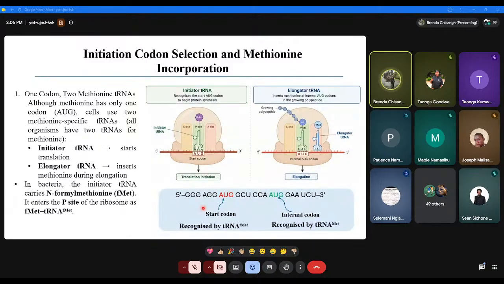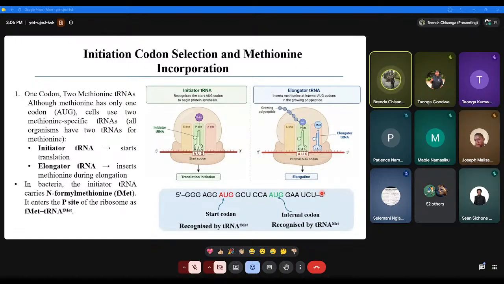And also, the N-formyl methionine tRNA, which brings methionine into the ribosome, the one that reads the start codon, does not go into the A site. It goes straight into the P site. However, the tRNA that brings in methionine to recognize any other AUG enters the A site. What you see in this figure is a tRNA carrying methionine, this one recognizing any other AUG that is found along the mRNA. So here there's a difference. You've got N-formyl methionine, fMet, and you just have a tRNA for methionine.